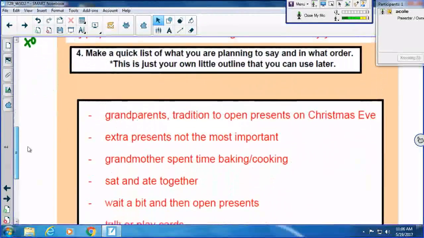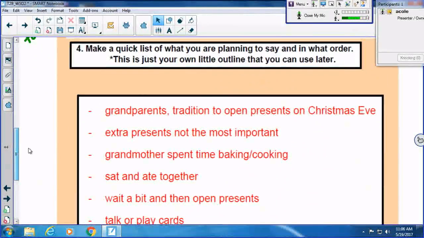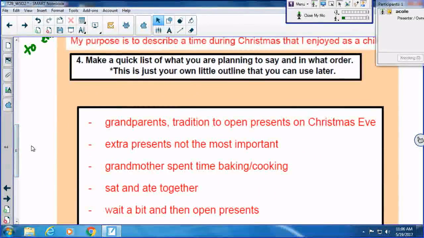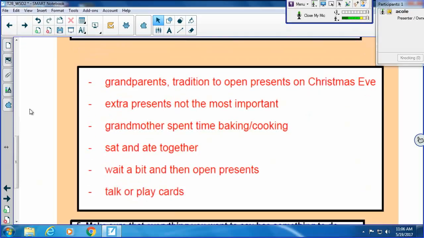All right, then the 4th step here, this is optional. I think it's a helpful thing to do. You can make a quick list of what you are planning to say and in what order. So this is just your own little outline that you can use later. I have some points here, and you notice that these are not full sentences. These are just quick points. I'm just using bullet points.